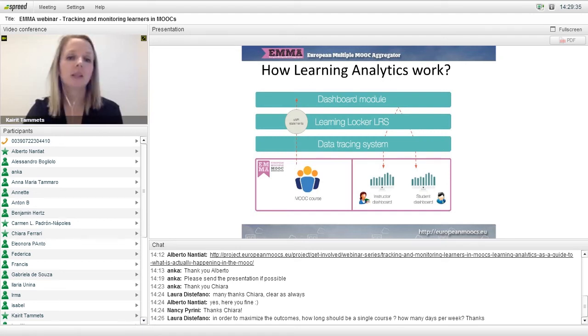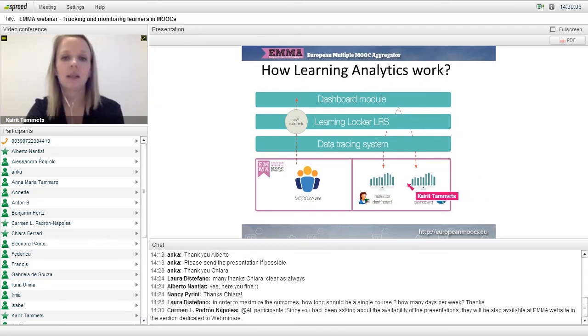This is the figure that illustrates the technical architecture of our EMMA learning analytics application, and you can see here how the data is exchanged between different components. We have here the tracking system, which sends data to Learning Locker, and this data has been used for developing the dashboard, and this dashboard sends data back to students, MOOC participants, learners and facilitators.